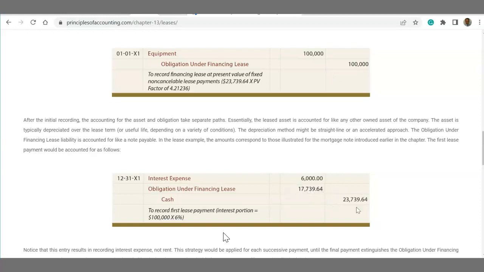Every single time you pay a portion of it, it's just like a home payment. If you buy a home and pay the mortgage, a portion of the payment becomes interest, and a portion of the payment is a reduction in the principal of the liability. Same thing.